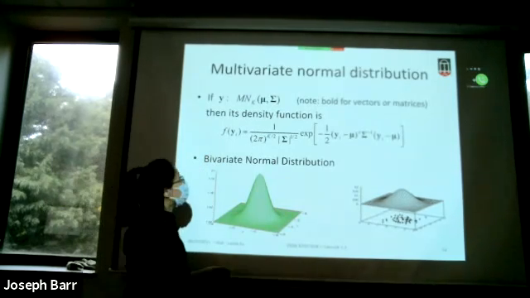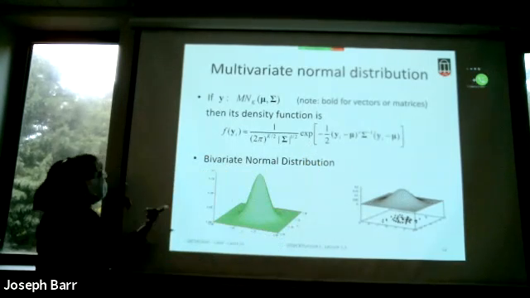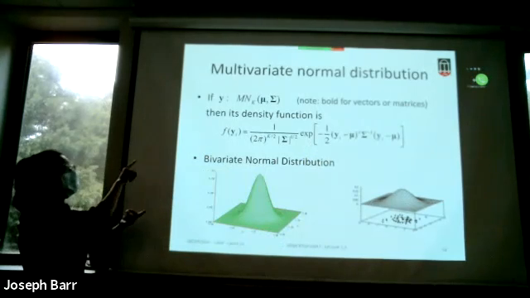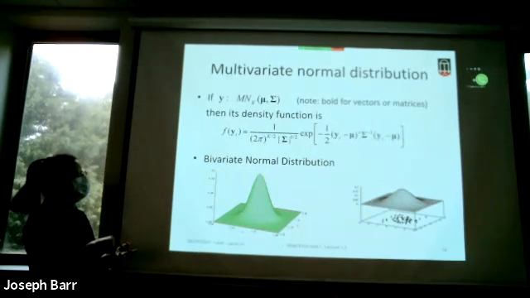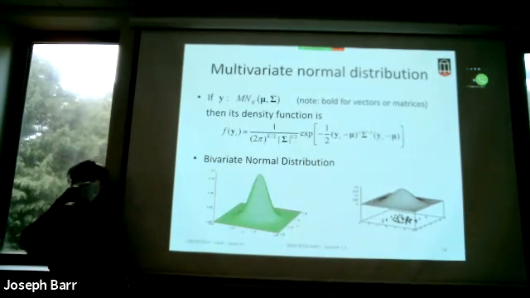So here we have a note: bold for vectors and matrices. Mu here is a vector, so I use bold mu. The capital sigma is a matrix, so I use bold capital sigma. And also y. Y is bold. Y is a vector.